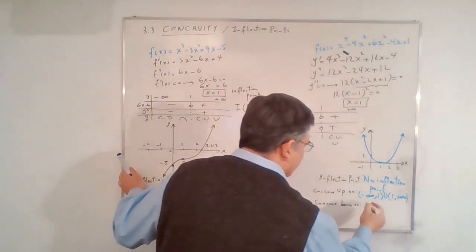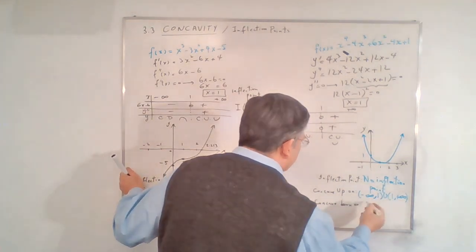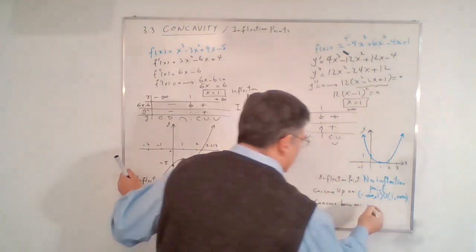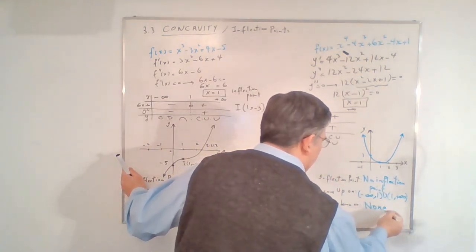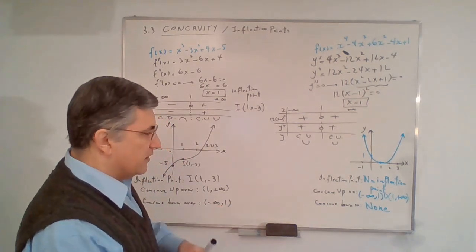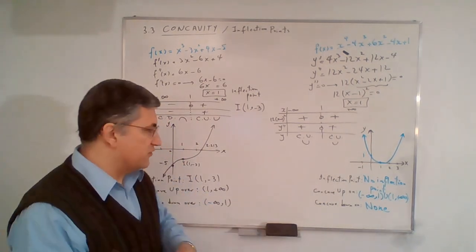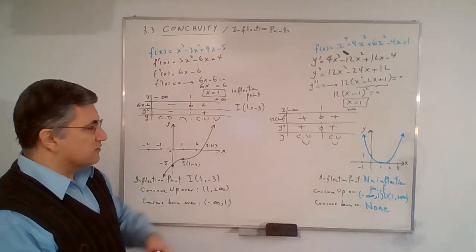So for concave down, I would say there is no interval. So I would say there is no interval where the graph is concave down, and there is no interval that you have to mention there. So again, we answered all the questions.